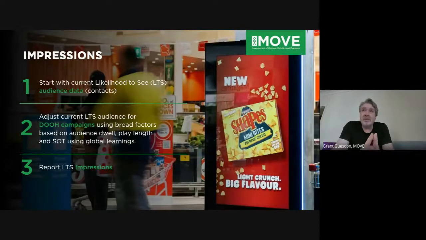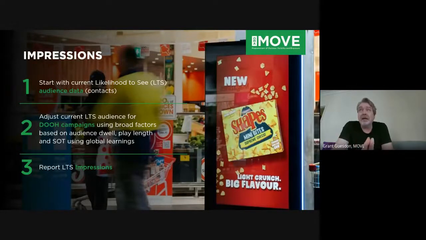That represents the amount of people that have passed a sign and looked at a sign. And we've adjusted those people based on the digital out-of-home campaign, using broad factors, as I said, around how long do they dwell. So what is the average dwell in a train station? What is the average dwell in a shopping centre? What is the average speed that they're passing a roadside sign with?